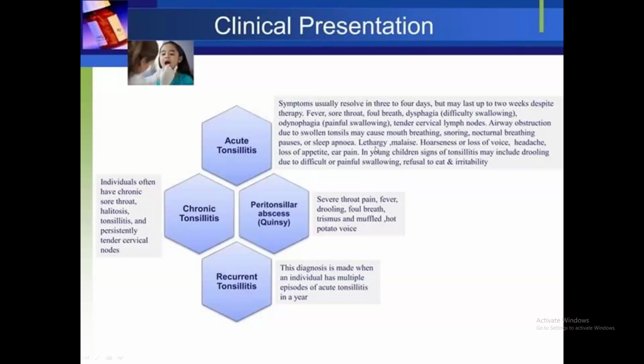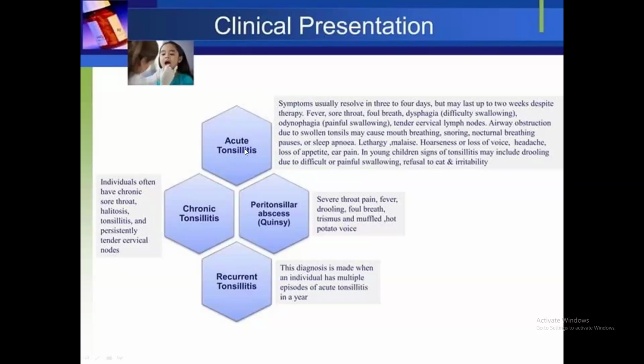The child also suffers from severe lethargy, malaise, hoarseness of voice, loss of voice, headache, loss of appetite, and ear pain. In young children, the signs of tonsillitis may include drooling of saliva due to difficult or painful swallowing, refusal to eat, and irritability. These are the various signs and symptoms when the child is suffering from severe acute tonsillitis.